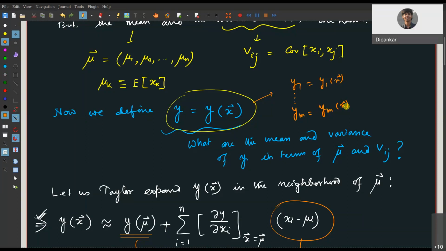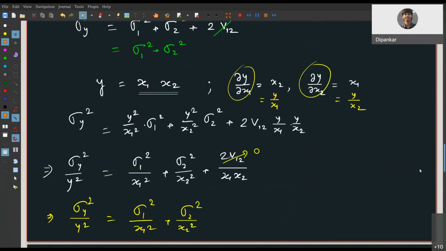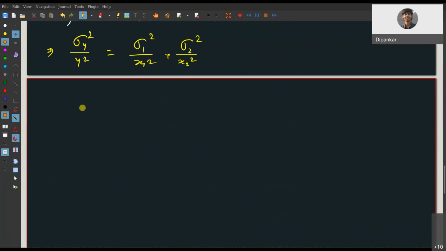Now I want to know how the correlation matrix, or basically the covariance matrix in the y basis, will be related to the covariance matrix in the x basis. Okay, so I can define a covariance matrix in the y basis. Suppose I have y alpha equals y alpha of x. Here alpha is 1 up to m. And I have n variables, and I have created m number of alphas.